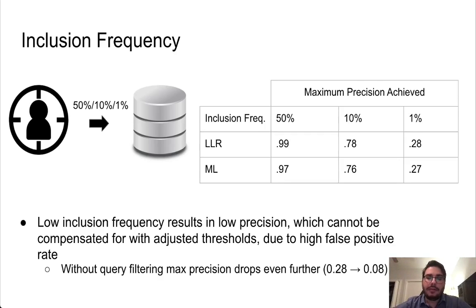In these cases, we found that the maximum precision possible is much lower than the 50%, and even with changing the thresholds, it is never possible to get back to that highest precision, largely due to the fact that the false positive rate is so high compared to the number of true positives. As you can see here, a 50% inclusion rate gives us about a 0.99 precision, whereas a 1% only gives us 0.28. And this is only possible with query filtering, as without query filtering, the 0.28 drops even lower down to 0.08. Either way, though, this should show that inclusion frequency is an extremely important factor in the power of membership inference and should be considered in further research.